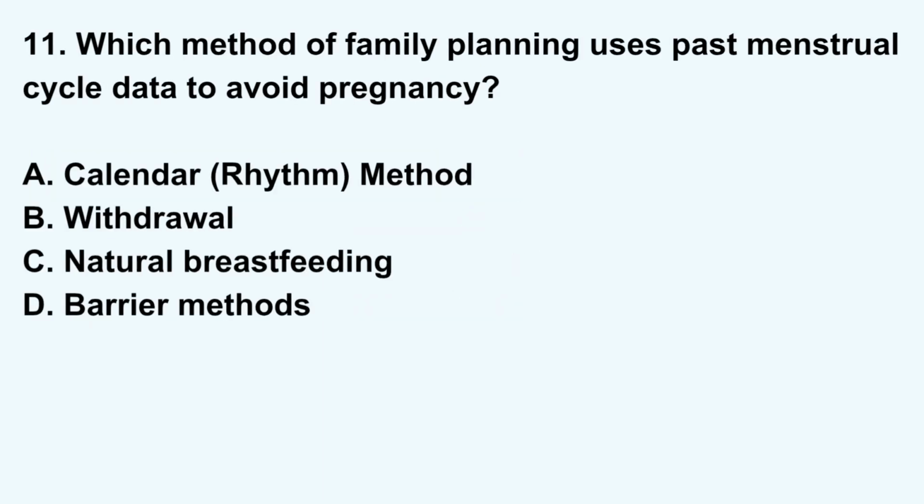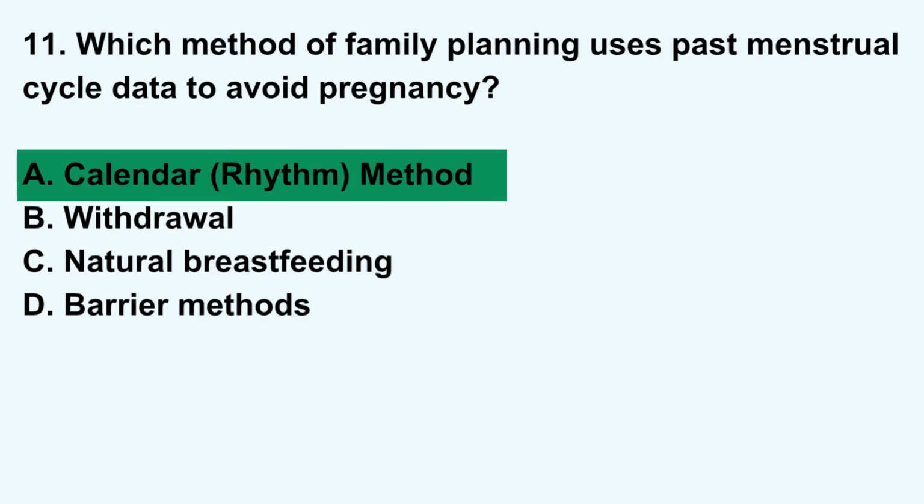Which method of family planning uses past menstrual cycle data to avoid pregnancy? A. Calendar rhythm method, B. Withdrawal, C. Natural breastfeeding, D. Barrier methods. Correct answer: A. This method calculates fertile and infertile days based on previous menstrual cycles to avoid intercourse during fertile periods.